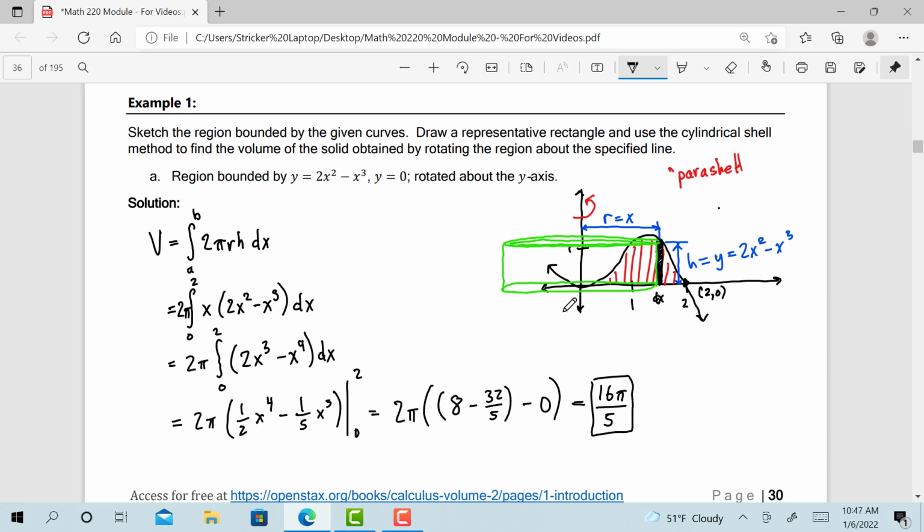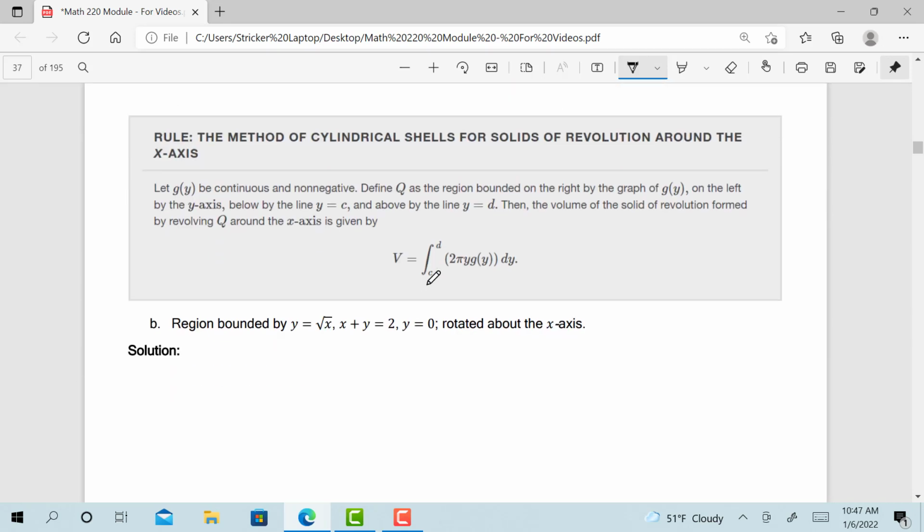Okay, so that was an example of rotating about the y-axis. Let's now take a look at an example of rotating about the x-axis. Again, there is a formula listed here. If you like the formula better, you can use it. I, though, again, like to still think of this as more generic. I like to think about it as 2 pi times the radius times the height. We do know it's going to be with respect to y, and then you just fill in the details based on what your graph looks like.